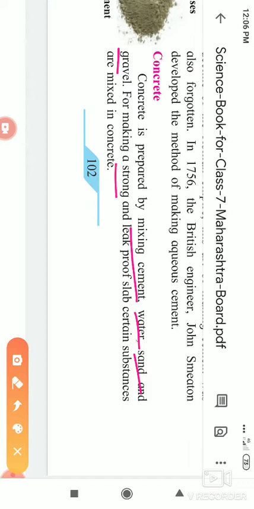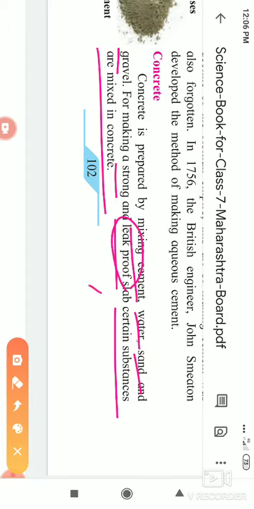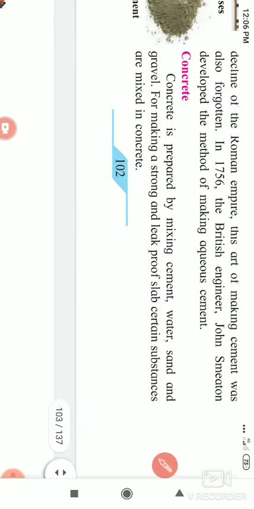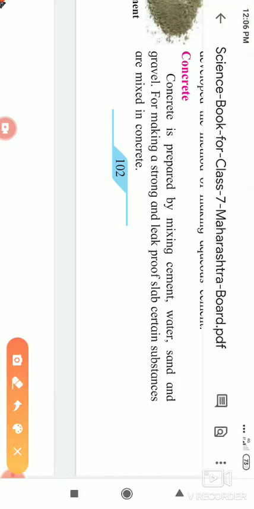For making a strong and leak proof slab, certain substances are mixed in the concrete. Leak proof means, you know that after construction, in some buildings leakage is seen when the rain falls, the water enters through small gaps in the building. So to stop it, nowadays some new products are there, you are seeing them on TV, and by using these, the floors are becoming leakage proof.